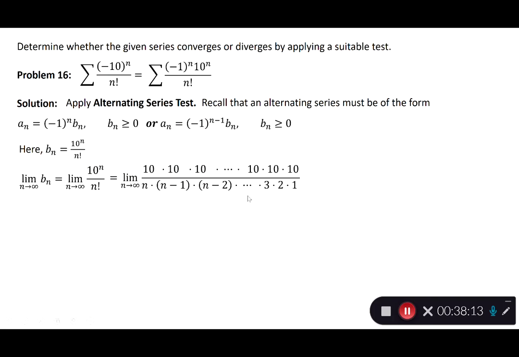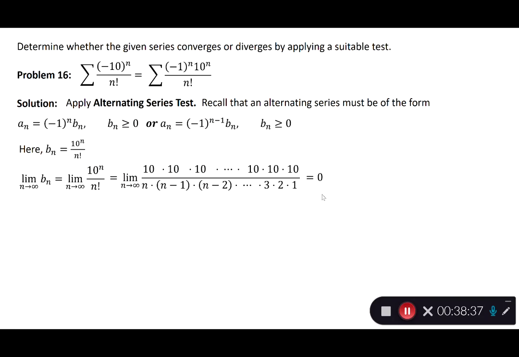So the bottom goes to infinity a lot faster than the top. As a result, we have a number being divided by a larger number, and the limit is just 0. All the discussion just to say that the limit of this is equal to 0, ladies and gentlemen.